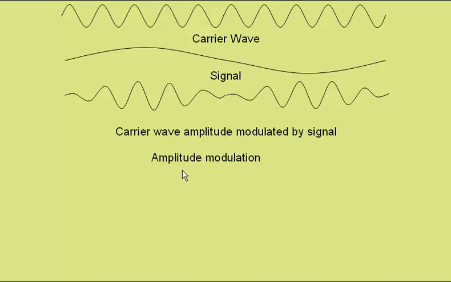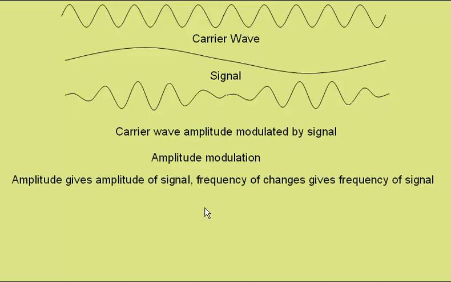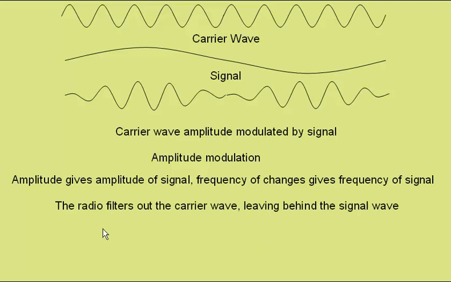This is called amplitude modulation, or AM. The amplitude gives the amplitude of the signal, and the frequency of the changes gives the frequency of the signal. What the radio does is filter out the carrier wave and leave behind the signal wave. So the radio will receive this, it knows this and so can remove it, leaving behind this, which is what we wanted to transmit.